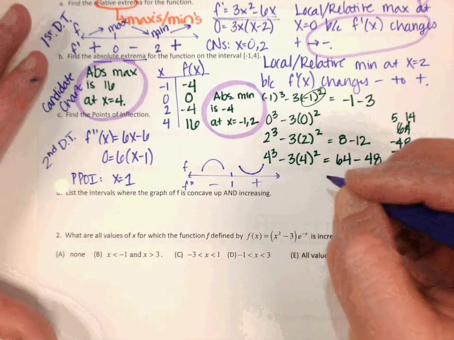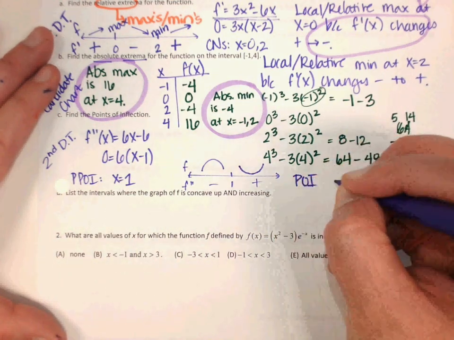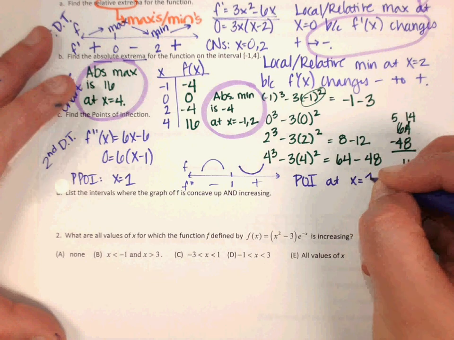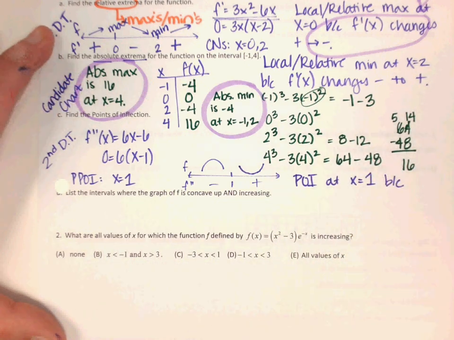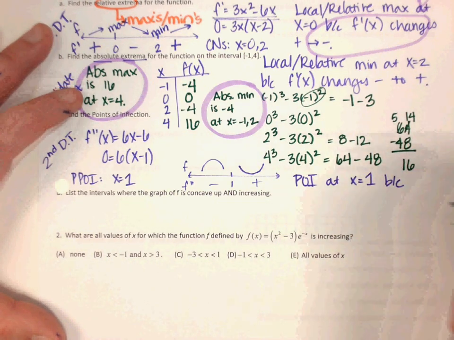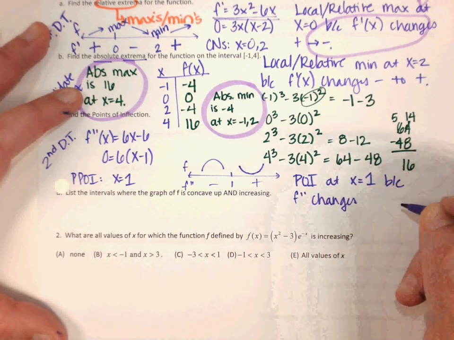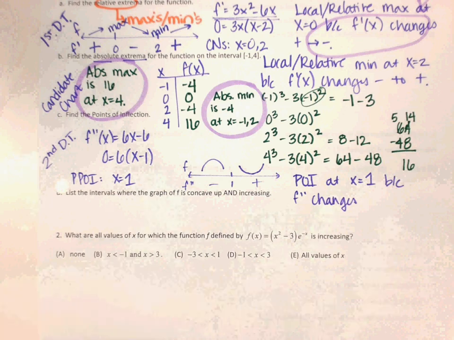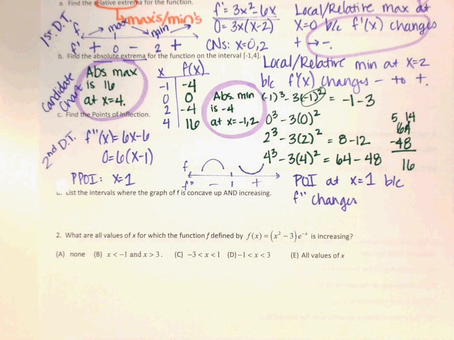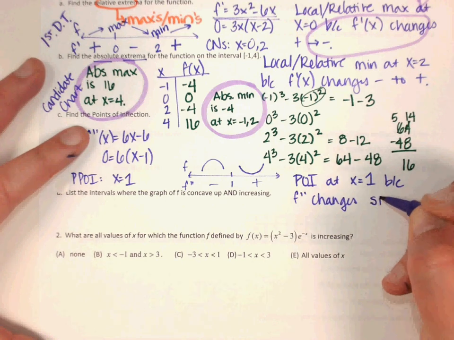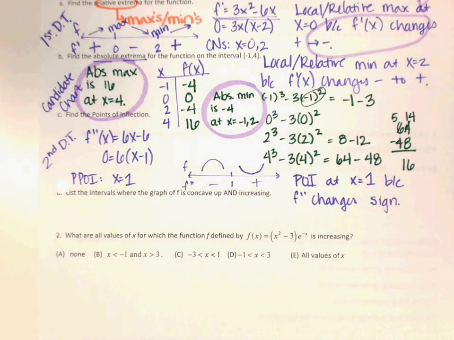1. Good. So we have to draw the graph too? Yes. Why? Because it's how you would show your work to show that the sign changes. Because f double prime changes, and actually, do I have to say which way it changes sign for a point of inflection? Changes sign. Changes sign is perfect.